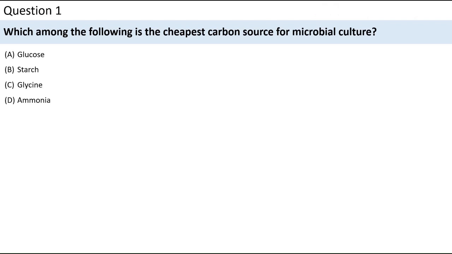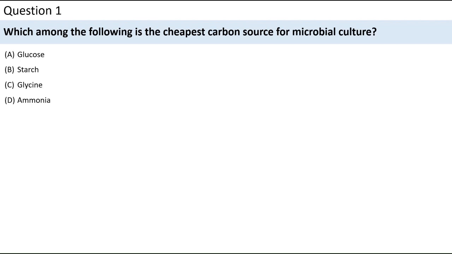Which among the following is the cheapest carbon source for microbial culture? Glucose, starch, ammonia, and glycine. So out of these, we have seen that glycine is an amino acid, ammonia is a nitrogen source, and out of glucose and starch, starch is much more available in nature as such.